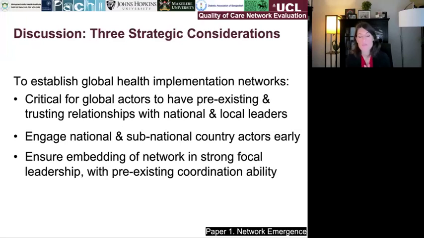Networks are more likely to emerge in countries where institutional leadership is embedded in strong governmental agencies that have pre-existing experience leading and coordinating related activities. And relatedly, the presence of charismatic and respected in-country champions is especially crucial in bringing actors together and giving the network legitimacy. So I'll stop there and hand over.